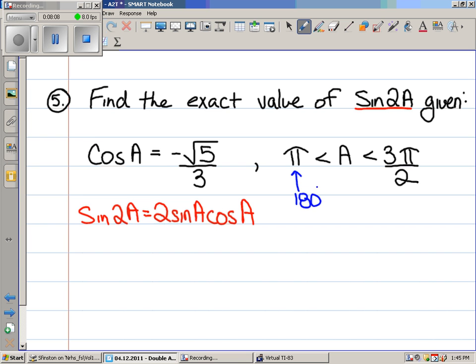Yeah. This is 180 degrees. A is less than, you know how much that is? And guess what that's a really fancy way of saying? Which quadrant is A in? Yeah.